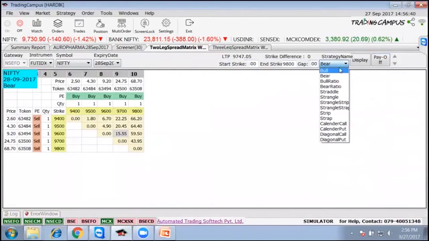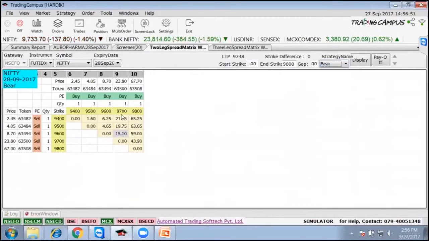Okay, I've just selected a bear strategy. Similarly, you can do bull. Then there are different ratio strategies as well. So on investment, you need to buy one 9,700 and sell 9,600. So we'll come into that. That's all of margin and stuff. So we can do it later.